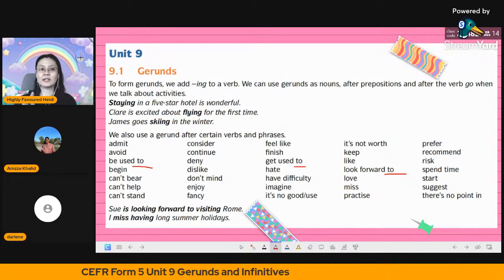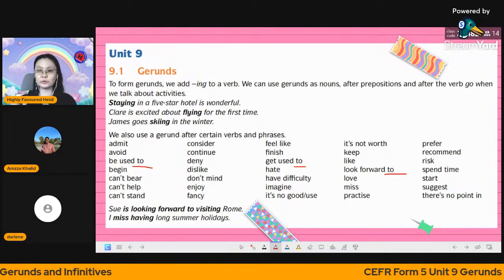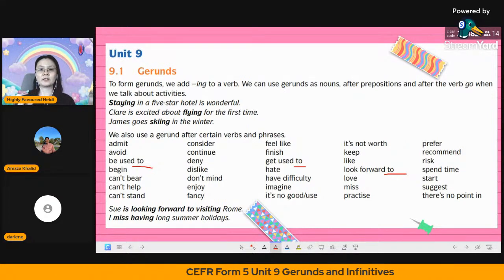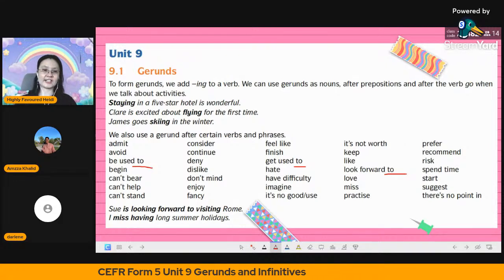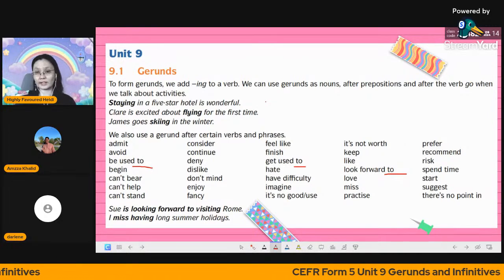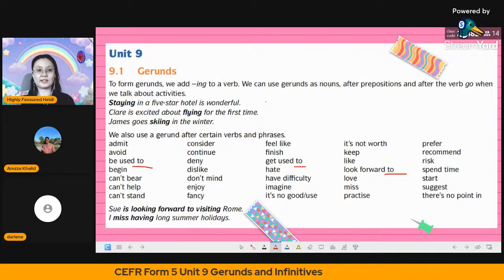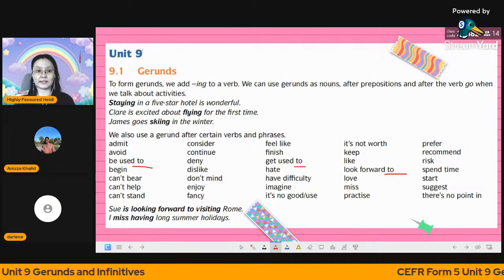This is the one: be used to, get used to, look forward to. So you just remember these three. After these three, you will be using the -ing. Okay, all right. So you can have a look later in your textbook. It's right at the back, and you can read it thoroughly. Like, staying in a 5-star hotel is wonderful. So it starts with staying.